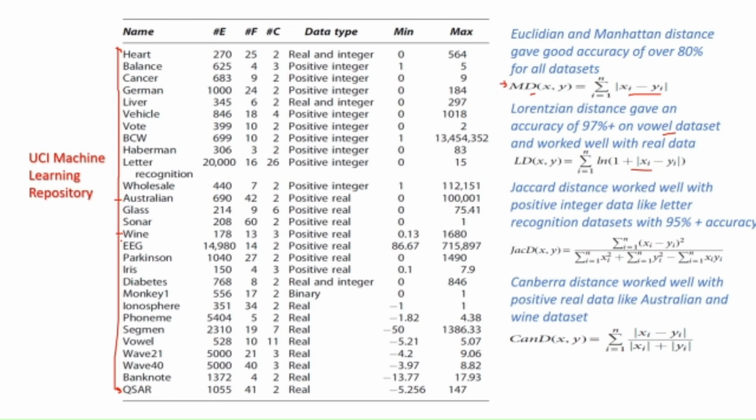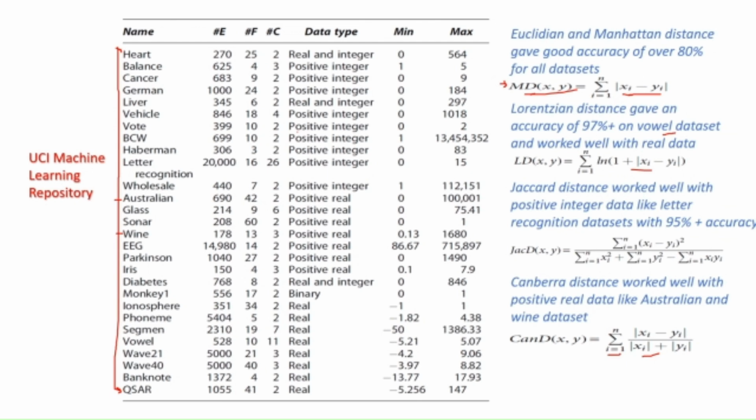And Canberra is sort of a weighted version of this Manhattan distance, as you can see from the similarity between the equations. The only difference is that the absolute difference between two vectors x and y, as shown here, is divided by the sum of the absolute values before this outer summation. So it works well for data which is scattered around the origin.